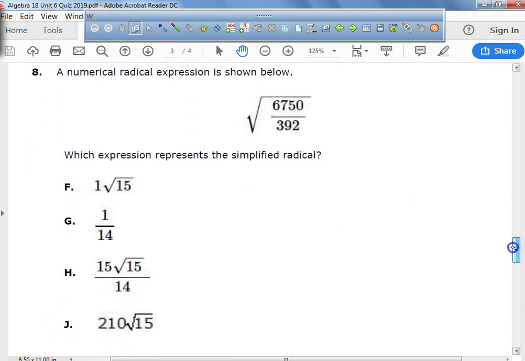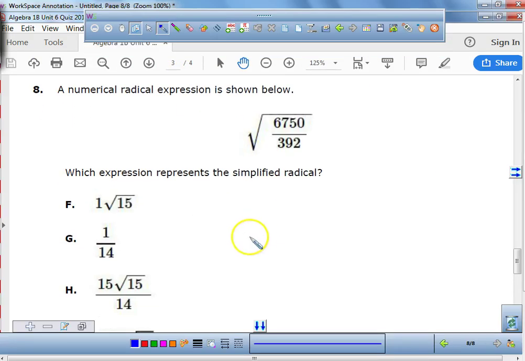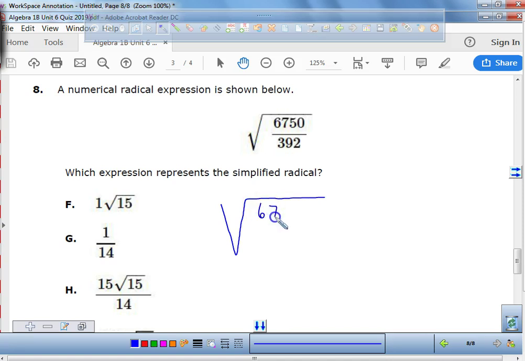Okay, here we go. Everybody, what I'd like you to do is I'd like you guys to write this out, just like this. Write it down. 6,750 over 392. Now, both of these are divisible by 2. Okay? Why do I know these are both divisible by 2? Because that ends in a 0, that ends in a 2, and anything that ends in a 0 and a 2 definitely is divisible by 2.